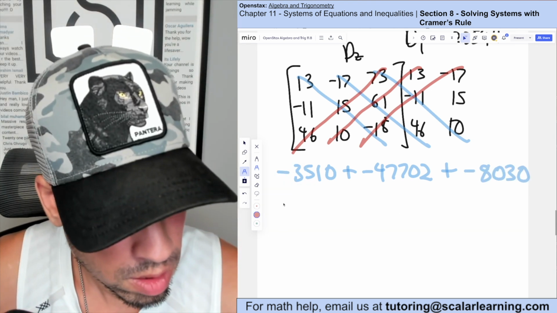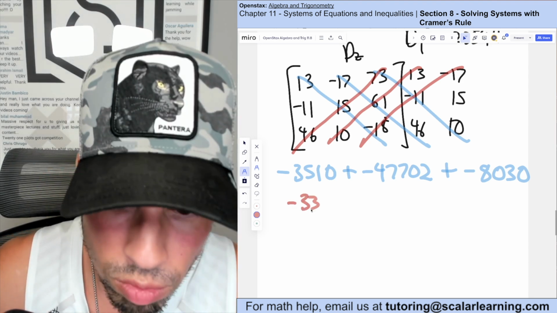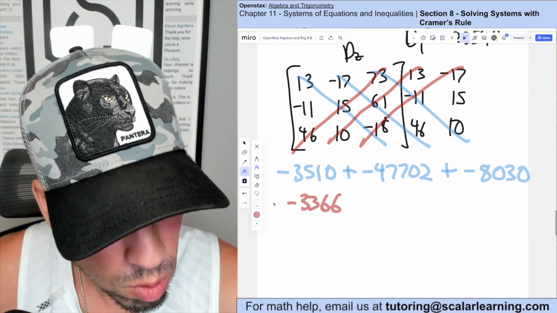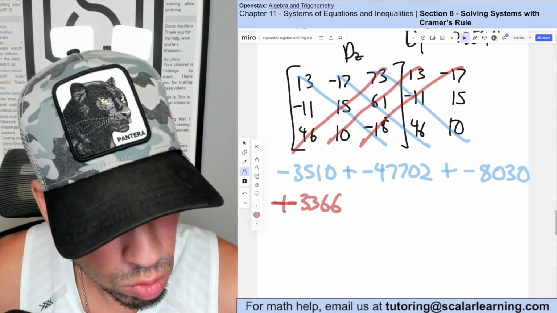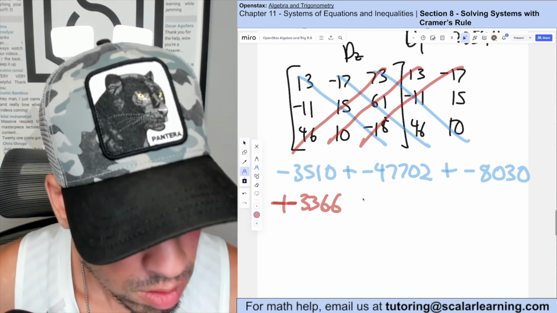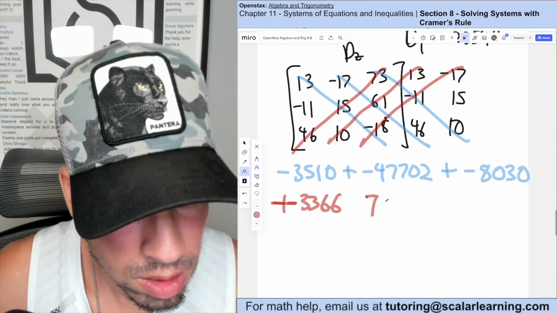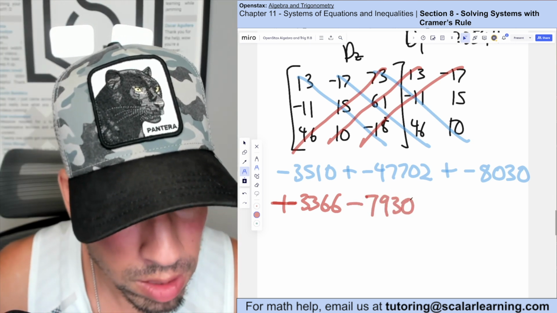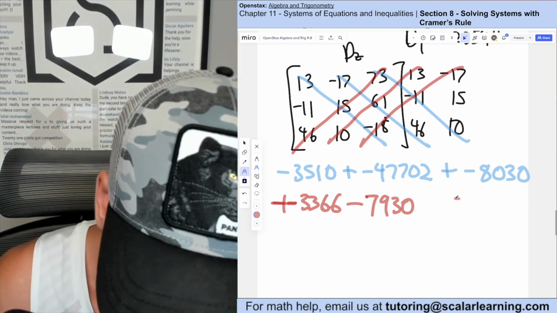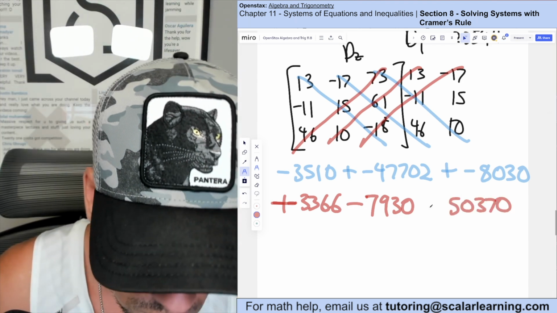Now let's do the reds. This is going to be negative 3366, but then again, we're minusing that, so double negative turns into a plus. And then we've got the next one. Then we got 7390, again, minusing that. And then we got 7930, again, we're minusing that. Finally, the last product is 50,370, again, we're minusing it.